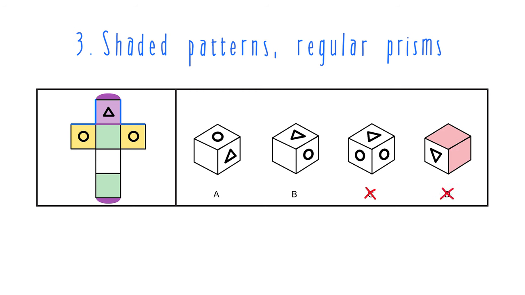Lastly, for patterns and symbols on more complex objects, you'll want to pay attention to a combination of this. For instance, you can look at the overall shape of an object and its faces. This includes the shapes and proportions of individual faces. And as with regular prisms, you'll also want to pay attention to which faces connect to one another and the orientation of the resulting patterns.